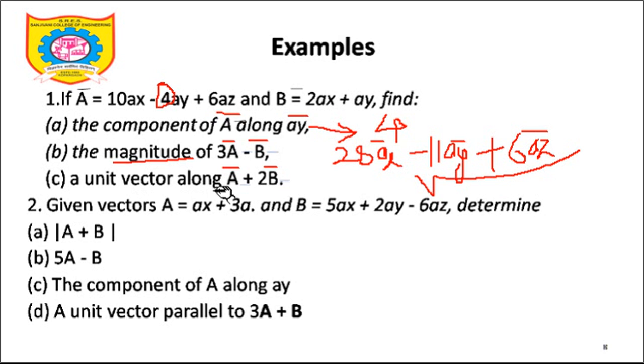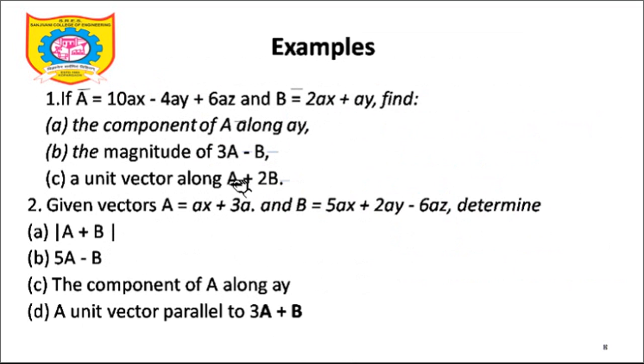And the last thing, a unit vector along A bar plus 2B bar. If you need to calculate the unit vector along A bar plus 2B bar, what are you supposed to do? A bar plus 2B bar, just add it. So 10ax bar plus 2ax bar will be 12ax bar. Then what next is minus 4ay plus ay is minus 3ay, and last 6az as it is. Sorry, it's 2B bar.